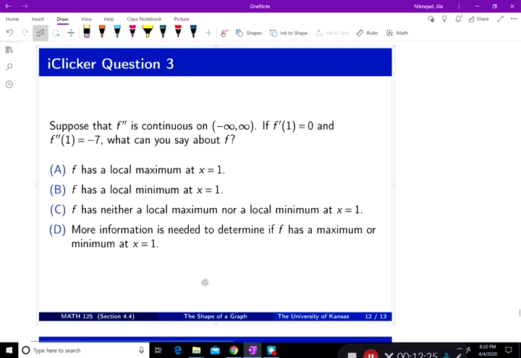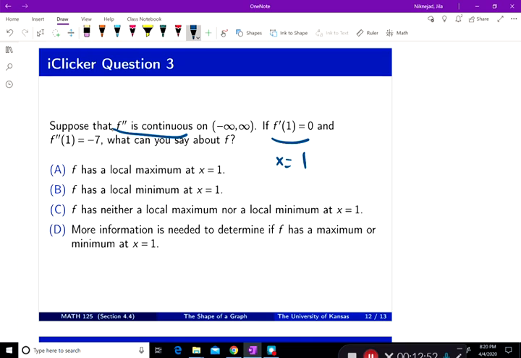So you took the pause. Now let's see. It tells me something about x equal to 1. It tells me f prime of 1 is equal to 0. That means that x equal to 1 is basically a critical number of f. And it also says f double prime is continuous, so I can use the second derivative test.